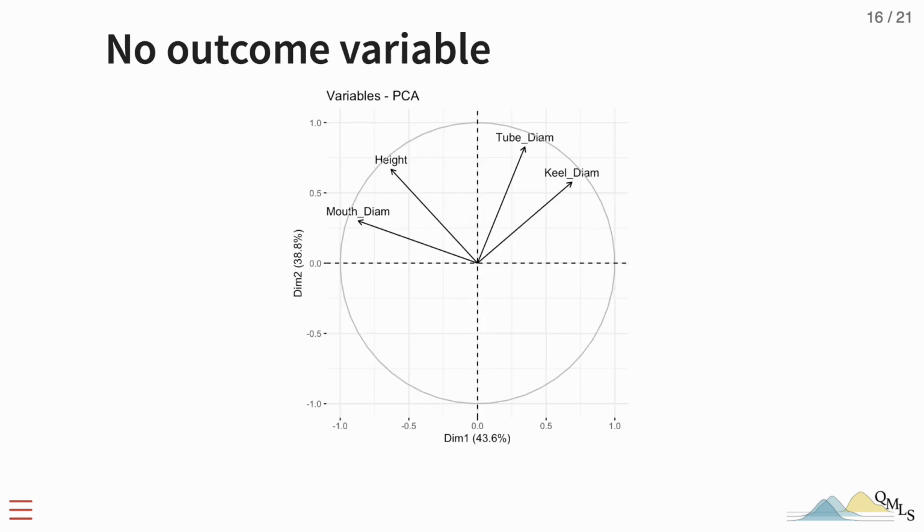And we can visualize that, if you recall from Quant Methods 1, we can use a plot like this to take a look at what's going on with those variables. We see that, for example, tube diameter and keel diameter seem to change in the same direction, whereas height and mouth diameter change in the same direction. And the magnitudes of those look like they're all about equal. Again, we'll get into lots more details later, but this is the kind of question where we could then do something with these principal components if we wanted to.